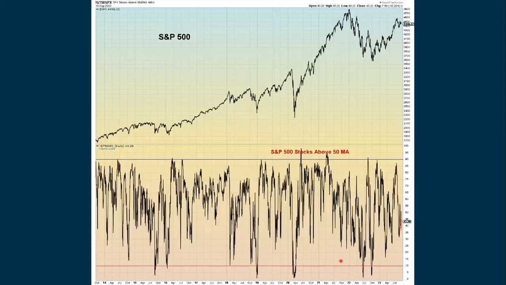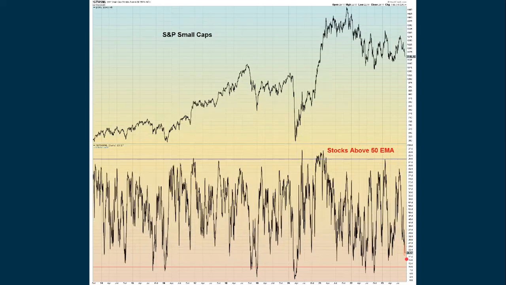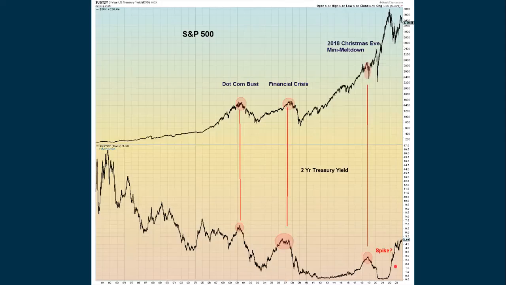Then we look at the S&P 500 again, and we look at the 50-period moving averages. What stocks in the S&P are above that? And we're seeing this dropping down as well. So that's turning more negative. We can also use this like an oscillator. Then we also keep an eye on the mid caps, which are showing some weakness, and we're also keeping an eye on the small caps, which are also continuing to show weakness.